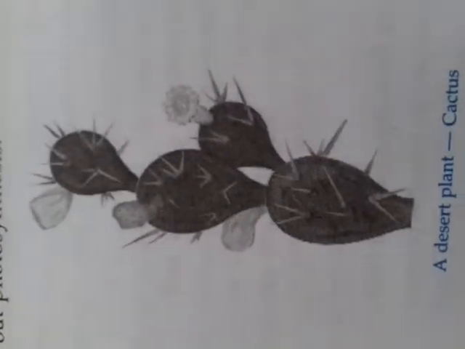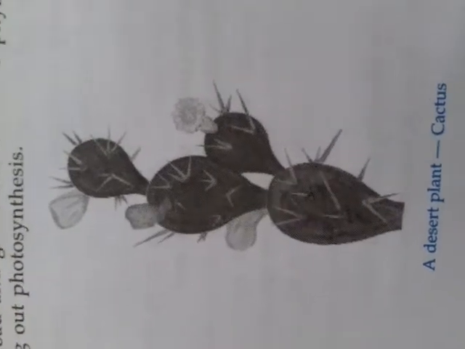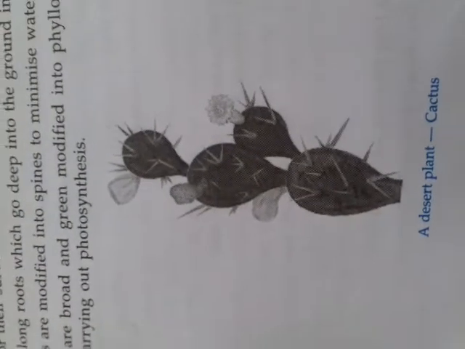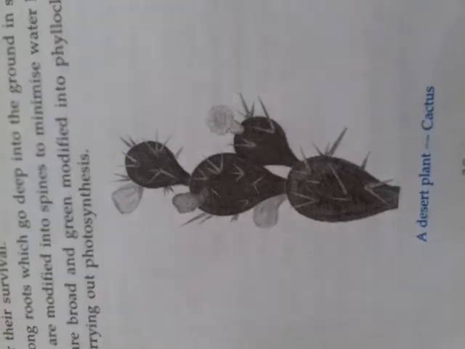So usually this flattened leaf-like structure is called the phylloclad. This is the botanical term which is used for this type of desert plants or cactus. Thank you very much. This is for one of the spotting.